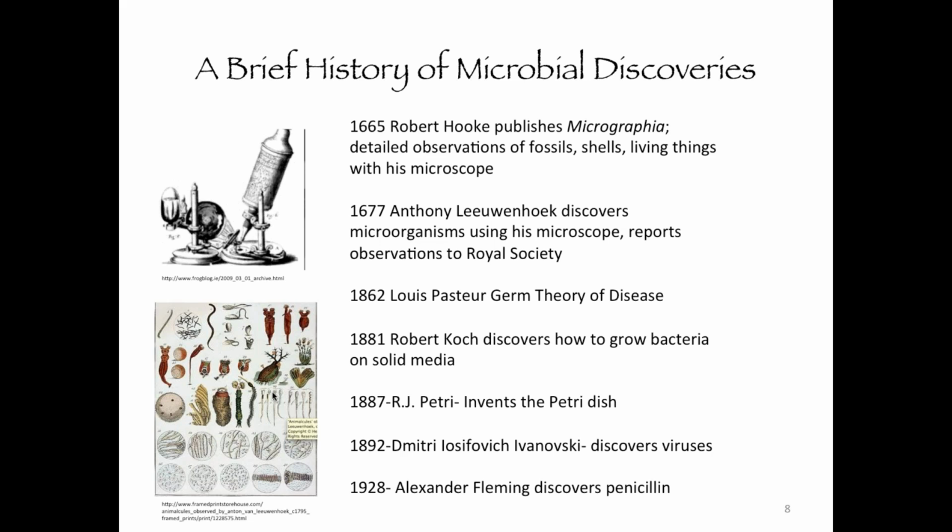By 1887, we had R.J. Petri, the inventor of the Petri dish. This, in combination with Koch's discovery, has helped us grow bacteria and other types of organisms. By 1892, Dmitry Ivanovich discovers viruses. And by 1928, Alexander Fleming discovers penicillin.